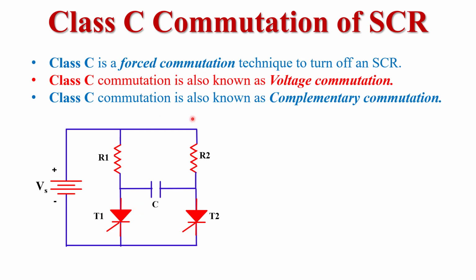Class C commutation is also known as complementary commutation because in the circuit diagram of class C commutation, we use two thyristors, T1 and T2. First we turn on thyristor T1 by applying a gate current. If we want to turn off T1, a gate pulse is given to T2 and T2 gets turned on. If we want to turn off T2, we apply a gate triggering pulse to T1 and T1 gets turned on. So this complementary action is performed here. That is why it is called complementary commutation.